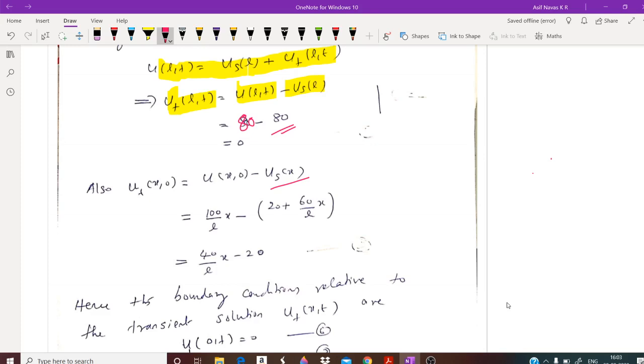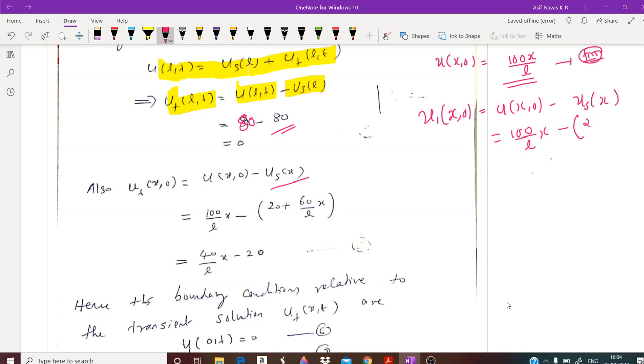And also we have u of x,0. From the first condition, we have 100 x by L. This we already found. Now what is u_1 of the initial condition? u_1 of x,0 is equal to u of x,0 minus u_s of x, which is equal to 100 x by L minus 20 plus 60 by L x. So this is equal to 40 by L x minus 20.